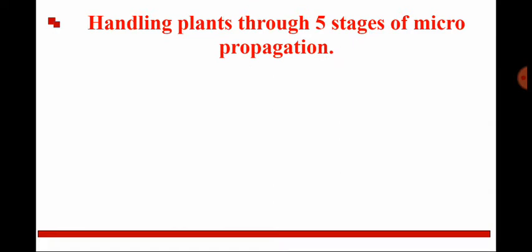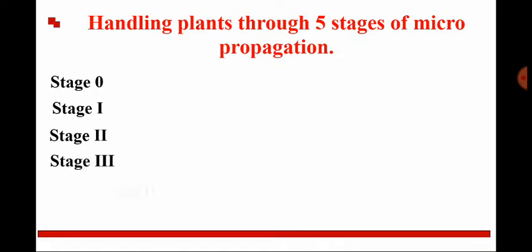Here we look at the handling of plants through different stages for micropropagation. There are 5 stages. The first one is stage 0, second is stage first, third is stage second, stage third, and the last one is stage 4.